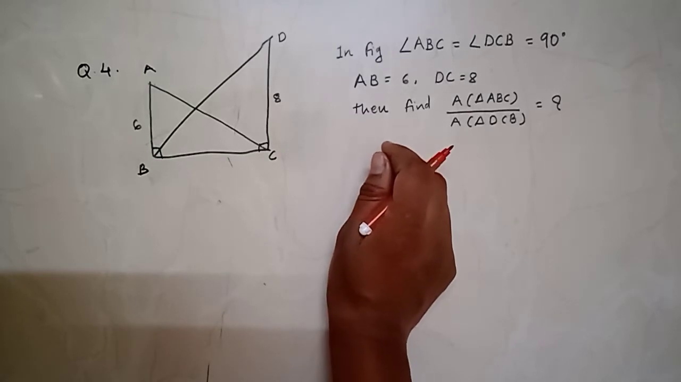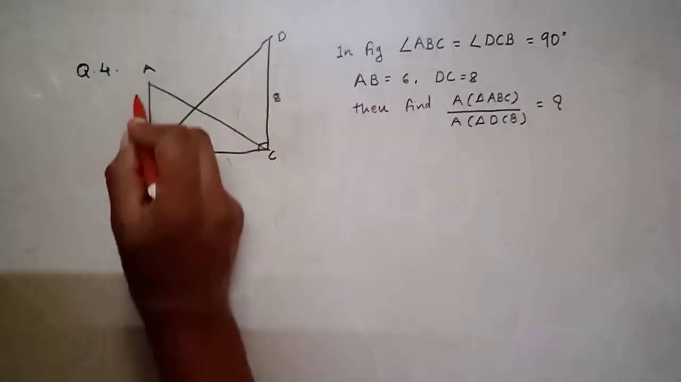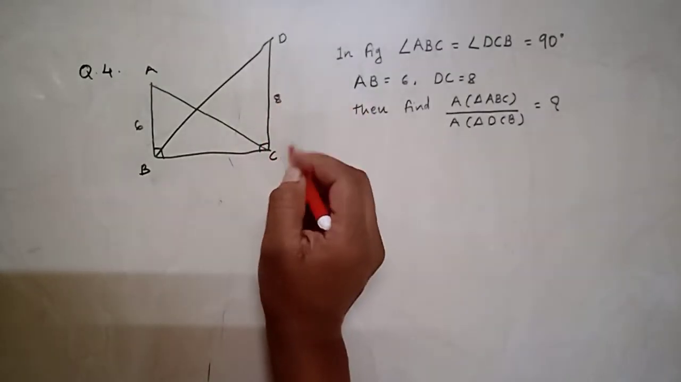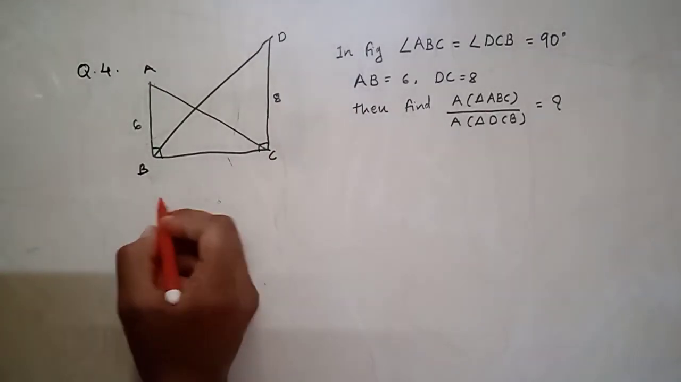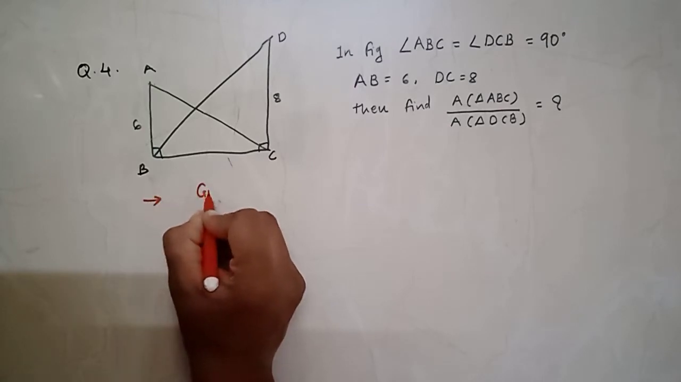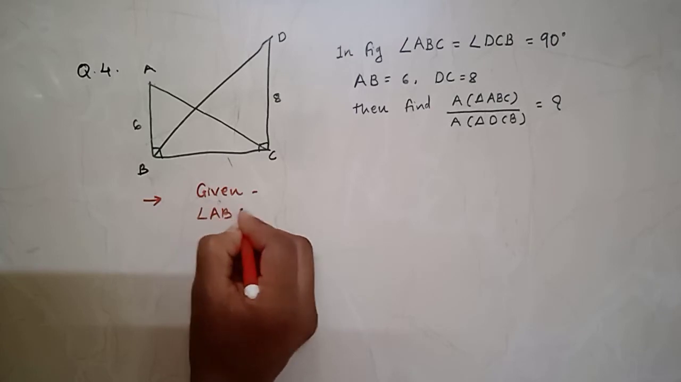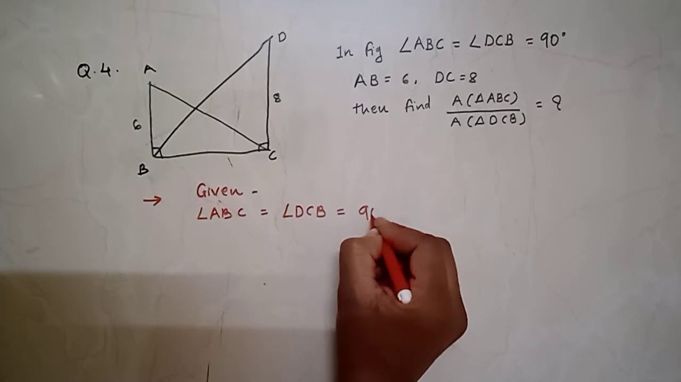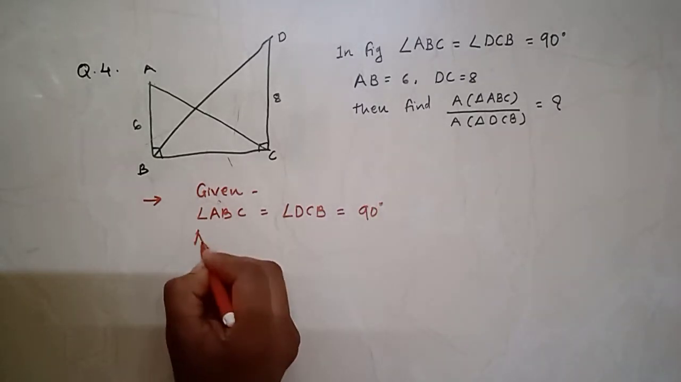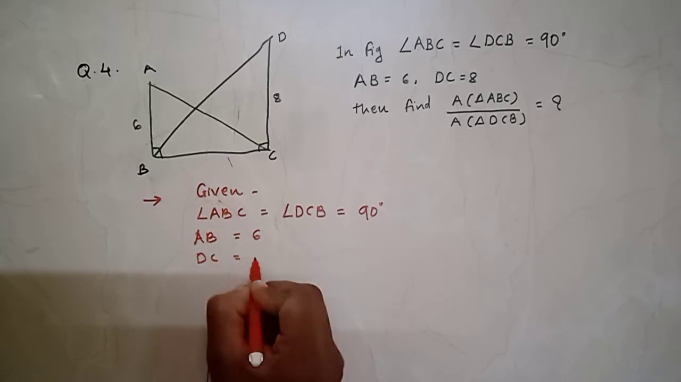Okay, we are given here one figure, and in that the angles B and C are 90 degrees. Okay, and AB is 6 and DC is 8. Then we have to find the area of both triangles. Okay, so consider first the given thing. Right here given, angle ABC is equal to angle DCB is equal to 90 डिग्री. ये 90 डिग्री के हैं. सो आपको AB इज इक्वल टू 6 and DC is equal to 8 दिया है.